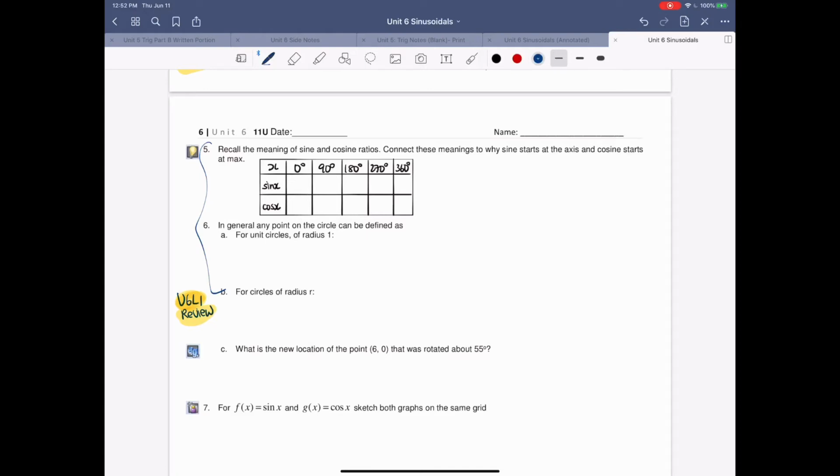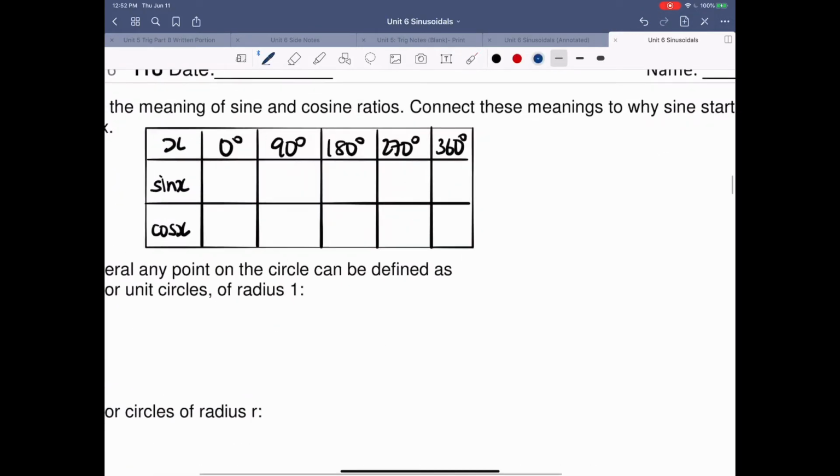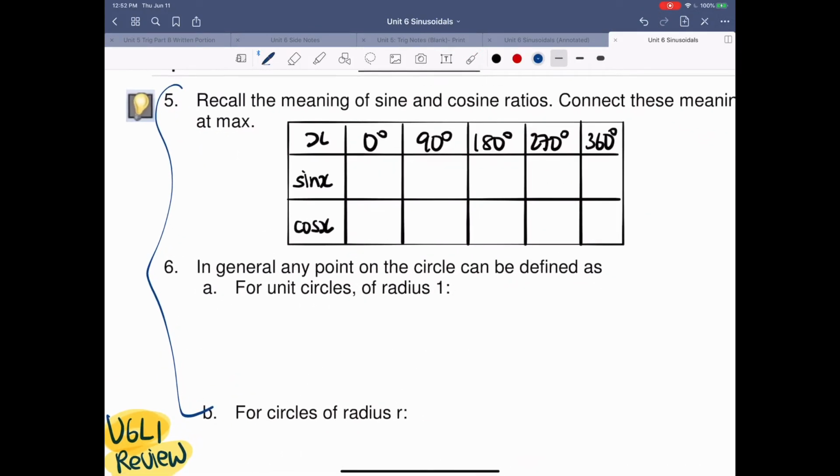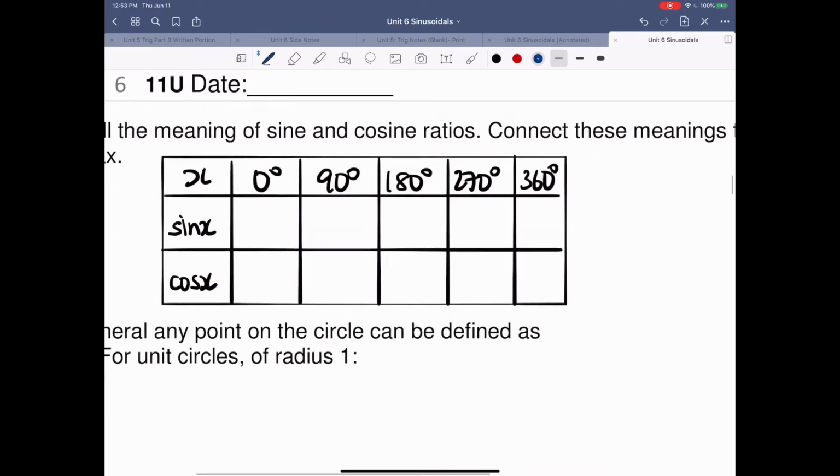Question 5, recall the meaning of sine and cosine ratios. Connect these meanings to why sine starts at the axis and cosine starts at max. So I started off by drawing this table, right? Some of these questions we already did during Unit 6, Lesson 1, so it's like a recap. Briefly go through it. Hopefully it feels like a recap to you.